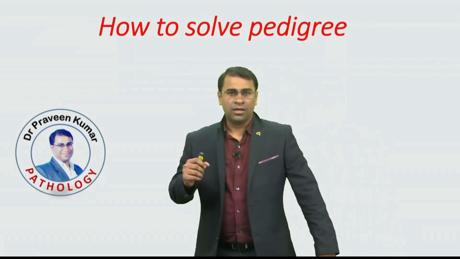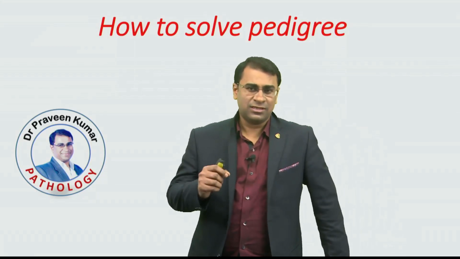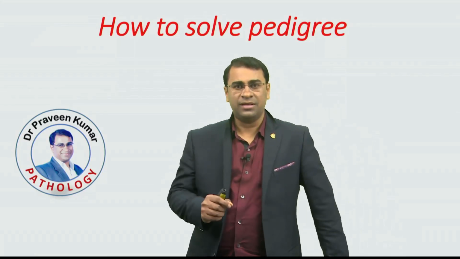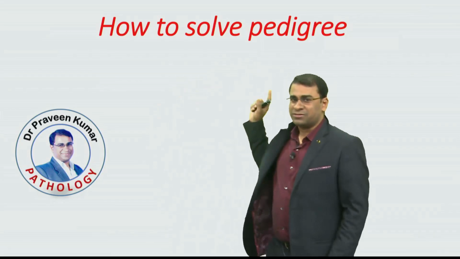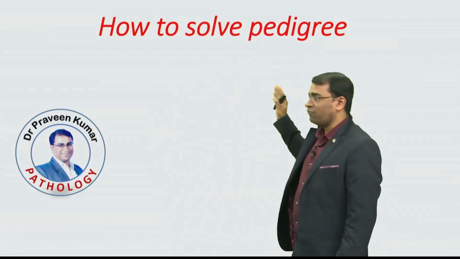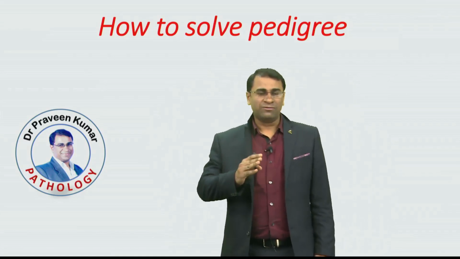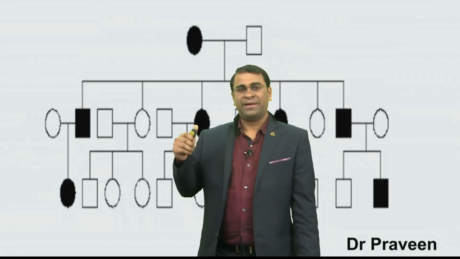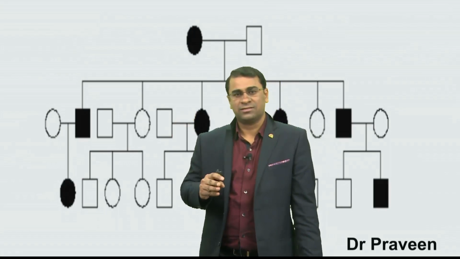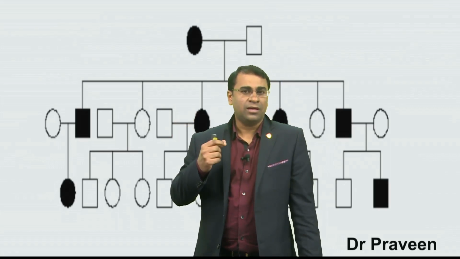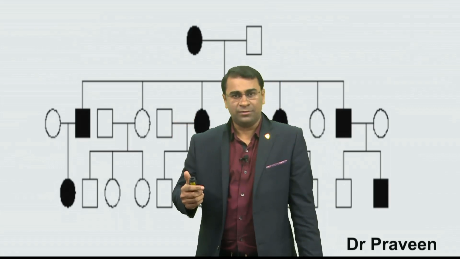Hi friends, I have got various messages, emails and requests to solve this mystery. How to solve a pedigree? What is the first thought that comes when you get a pedigree like this? There are so many boxes, so many circles, some of them are round, some of them are boxes and some of them are colored.